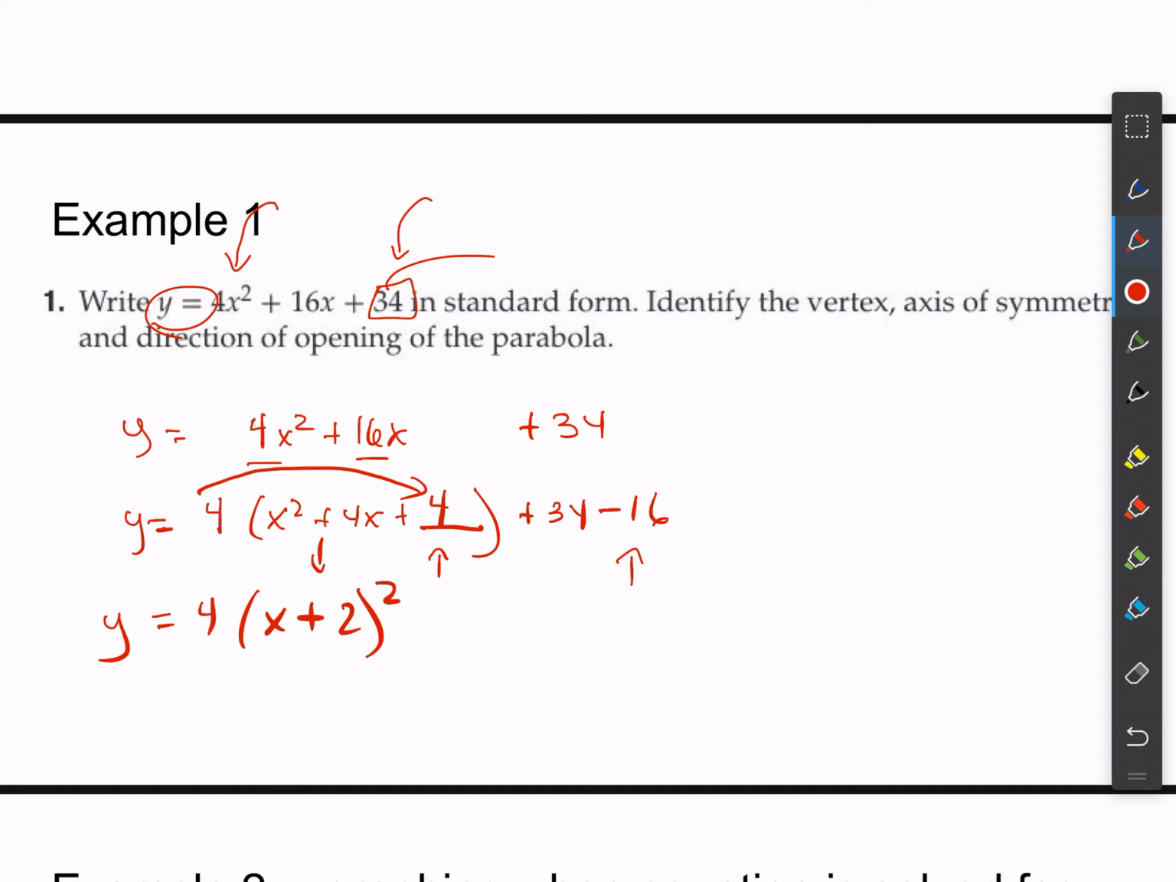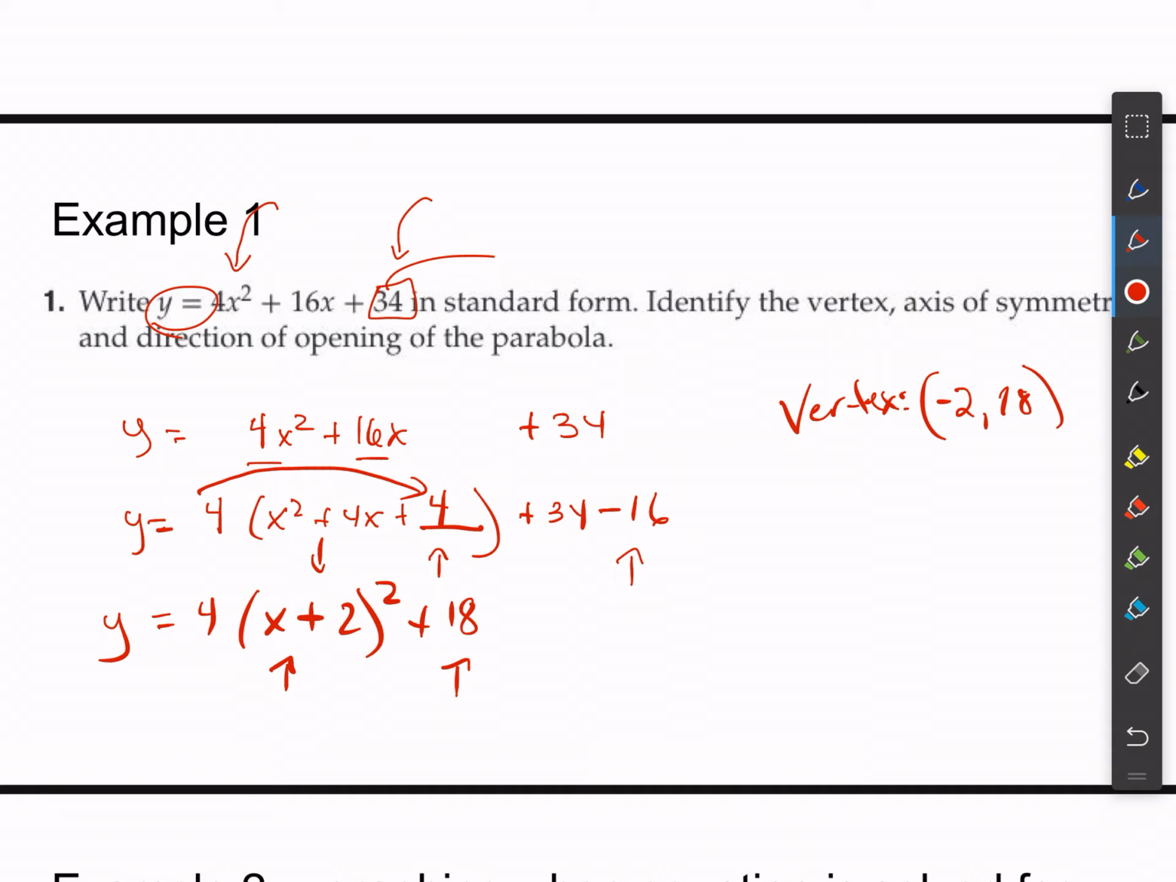And then we'd have to keep this subtraction going here. 34 minus 16 gives us 18, I believe. So we're going to still add in the 18. Once it's in this form, we know everything that we need to know about this thing. So they want us to identify the vertex. The vertex, once we're in this form, is simple to find. It's whatever makes this go to 0, which in this case is -2, and then this piece, 18. So the vertex is at -2, 18.